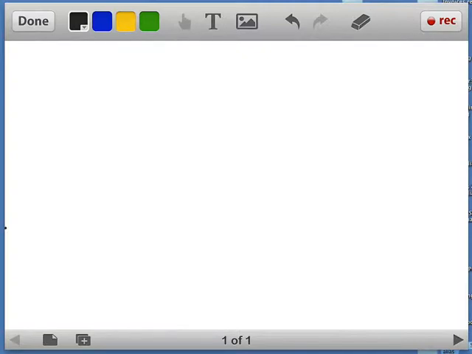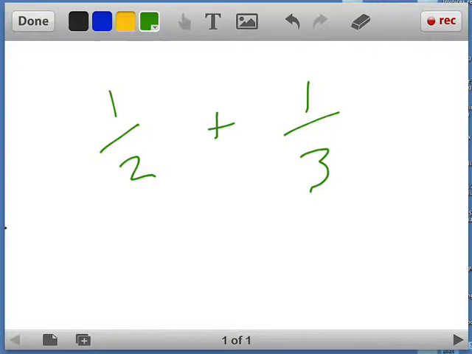So I am going to, on this screen, type 1/2 plus 1/3. And then I will use the nice feature in the bottom left that duplicates the page and the ink. So now notice on the bottom I am right over here where it says page 2 of 2. Notice that I am now on the second page.